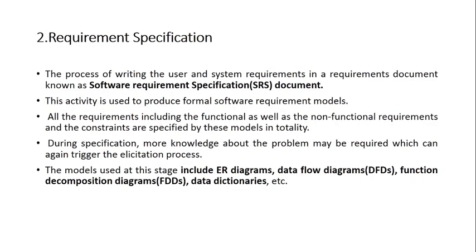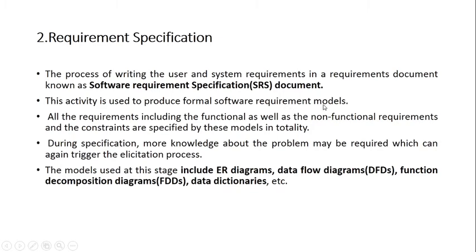Then the second step is specification. Specification is the process of writing the SRS document, which includes your requirements: user and system requirements, functional and non-functional requirements, as well as the constraints. We have already discussed that we have a template for preparing this SRS document. We will be preparing this SRS document during the semester also. Now this activity is used to produce formal software requirement models also.